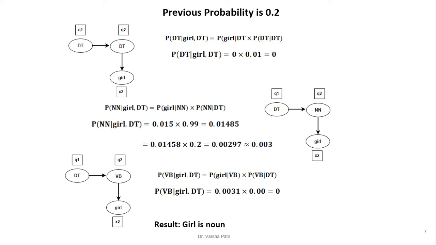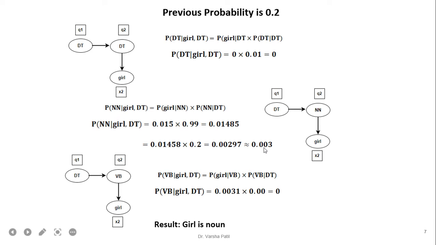Now the previous probability has become 0.2. Now the next word is "girl." So for girl we require to check whether it is determiner, noun or verb. Girl as a determiner, we are getting the answer 0. For girl as a noun, we are getting the value 0.01, and we multiply with the previous value and we get the answer 0.003.